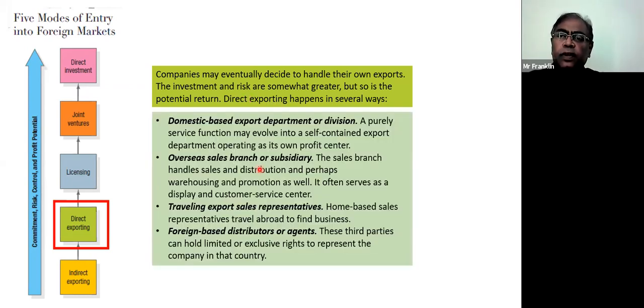Okay. You have a domestic based export division. That means here in Malaysia, you open up an export department. Or you have an overseas sales branch. That means you go overseas, you open one small branch, one or two people, and there's a branch. Travel export sales means you send somebody from here to go there for 1 week, do sales, then come back again to Malaysia. Then foreign-based distributor or agent. So these are the different ways in which you can do direct exporting, right?